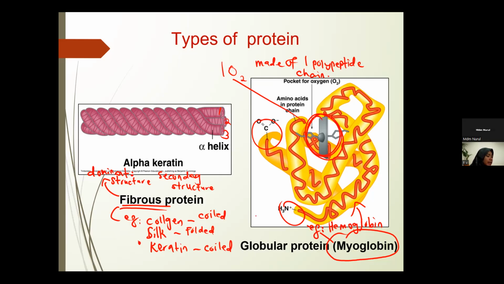And what is the dominant structure? Okay. So dominant structure of myoglobin. Myoglobin tertiary. Very good. Sebab dia satu polypeptide. Pandai pun. Tertiary. Hemoglobin, dominant structure dia quaternary.